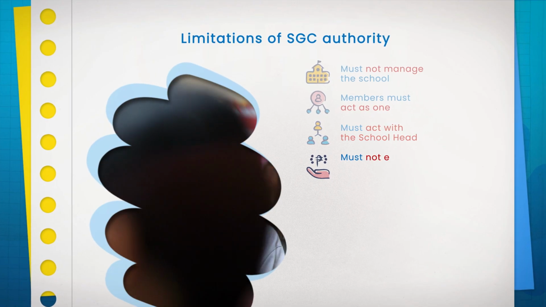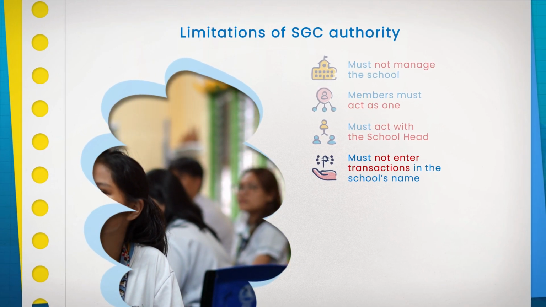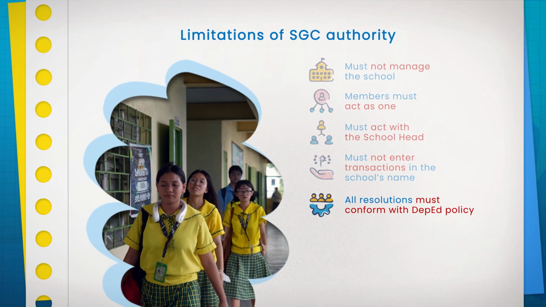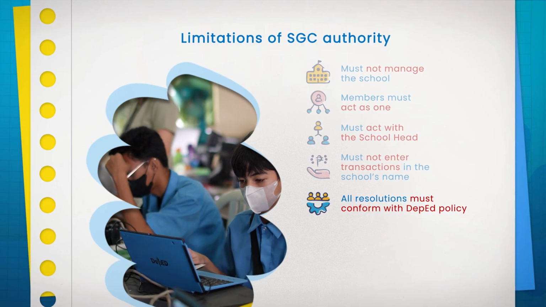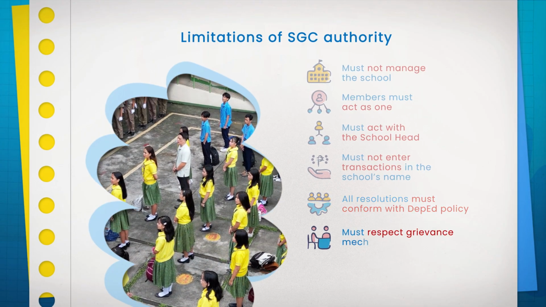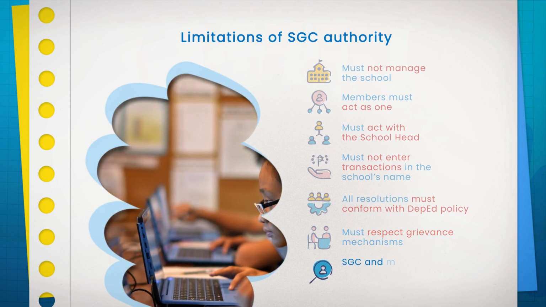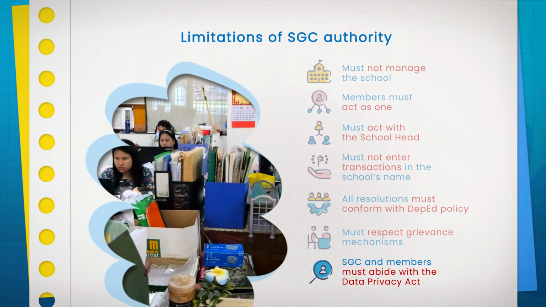Fourth, the SGC must not enter into any transactions on behalf of the school. Fifth, all recommendations and resolutions of the SGC must conform with DepEd policy and consider the school's decision-making process. Sixth, the SGC must respect the school's mechanisms for grievances. Lastly, the SGC and its members must not disclose learner records and other confidential data.